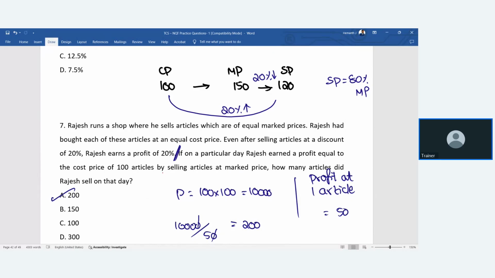Here discount is not given. If you are selling at the marked price, means you are selling at 150 rupees only. So if the selling price is equal to the marked price, then in that case, profit will be equal to 50 for one article. You want 10,000, which means you want to sell 200 articles, then 200 into 50, 10,000 will be obtained.